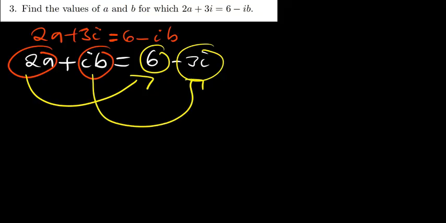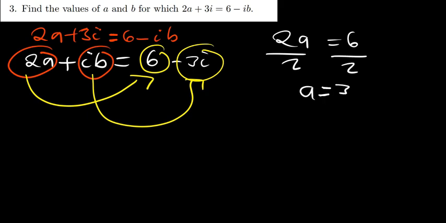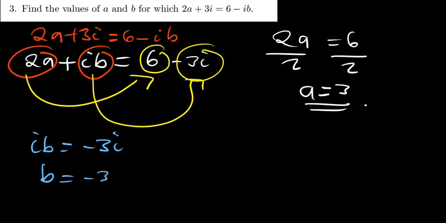What does it mean? I'll say 2a should be equal to 6. Then I solve for a. Divided by 2, divided by 2, a will be equal to 3. At the same time, I equate the imaginary parts. So I've got ib is equal to, now you get the sign. In this case, it's positive, that's why I'm just getting positive here, is equal to negative 3i. The i's will cancel out, so I'll have b is equal to negative 3.